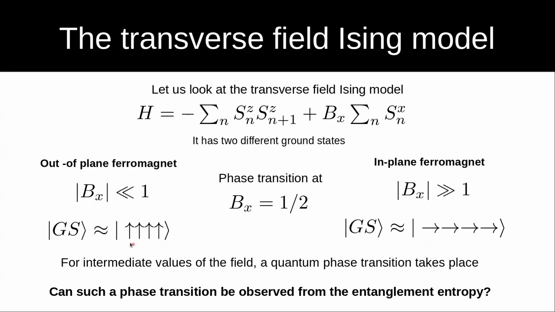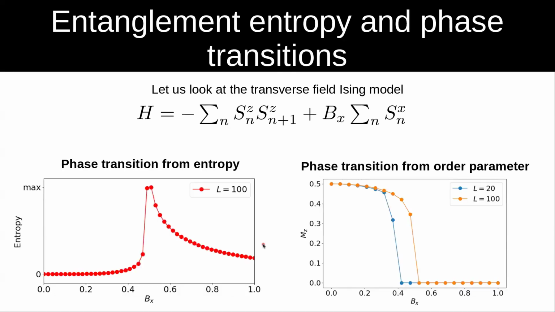Let me say again that since these two states are classical, the entanglement entropy for these two states is going to be 0. But if in the middle you have quantum states, then you are going to get some finite entanglement entropy. Okay, so then let us take this model and solve it with matrix product states.